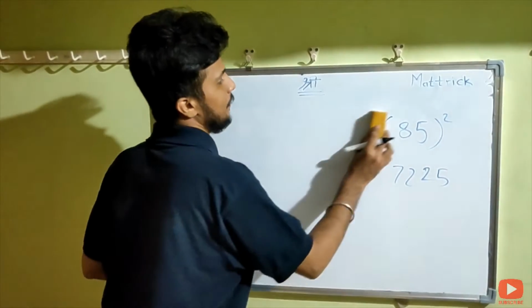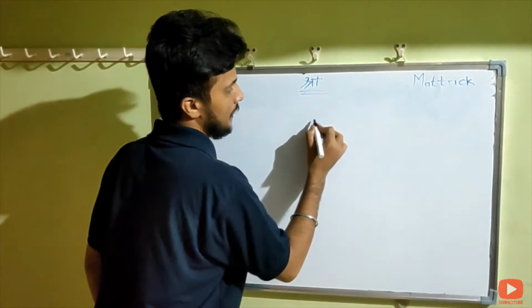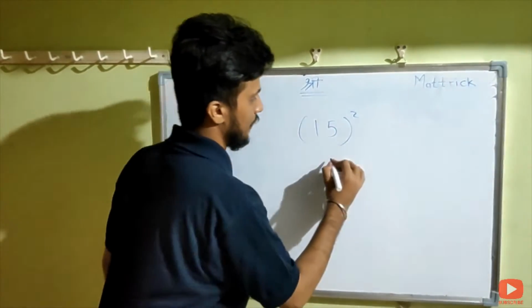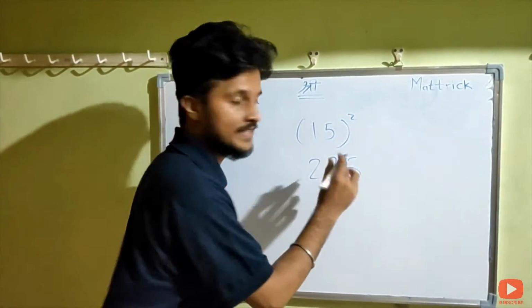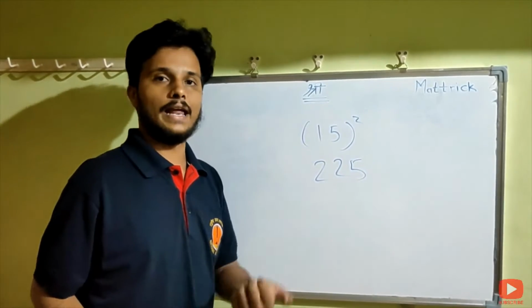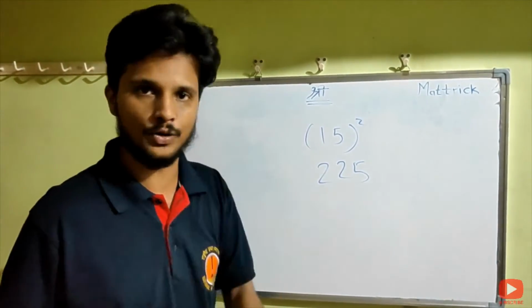Let's take one more example. We all know the square of 15 is 225. We'll try to calculate it using this trick. What is the square of 5? It is 25, right? What comes after 1? 2. 1 2s are 2. Is it the same? Right? So if you follow this trick, you can calculate the square within 2 to 3 seconds for the numbers having 5 at their unit place.